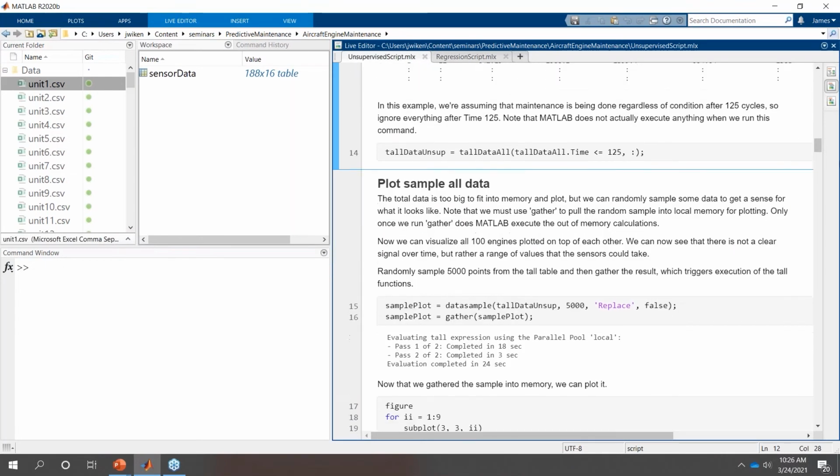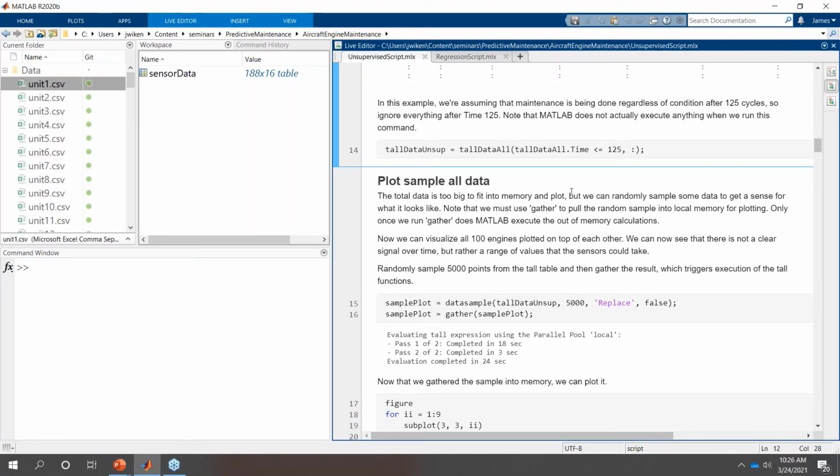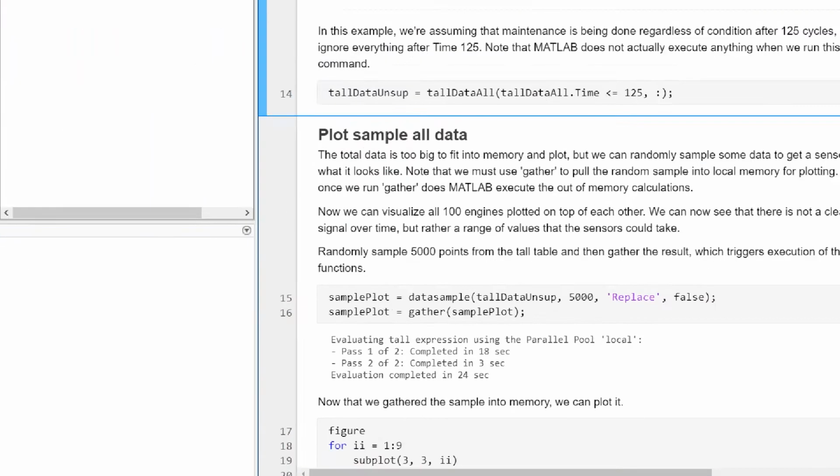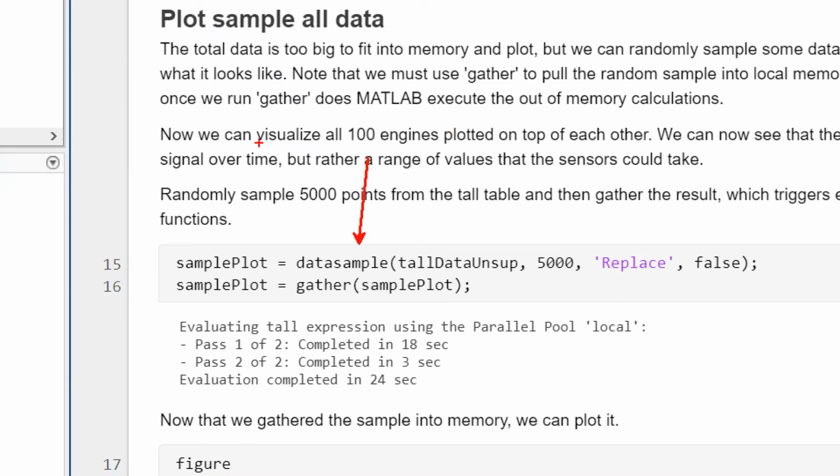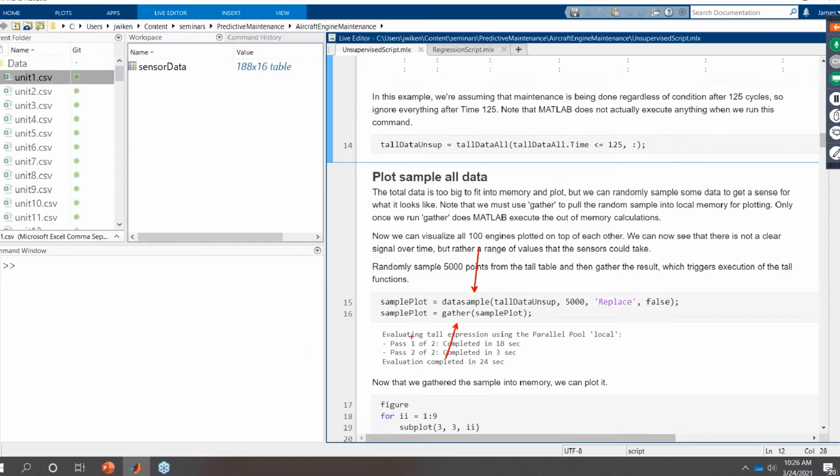Now the data is too big to fit into memory and do any sort of visualizations on it. So what we're going to do is take a data sample of it. This is just going to randomly sample 5,000 points from our overall data set. And then we're going to call gather to actually bring that in. So this is how you interact with tall arrays. You use whatever functions are supported by tall arrays, and this will essentially queue up a set of things that are actually going to happen. Then when you want them to happen, you call this gather command to actually execute it. It will read through the data however many times it needs to, and then pull this into actual memory. So we would have the sample plot in memory at this point.